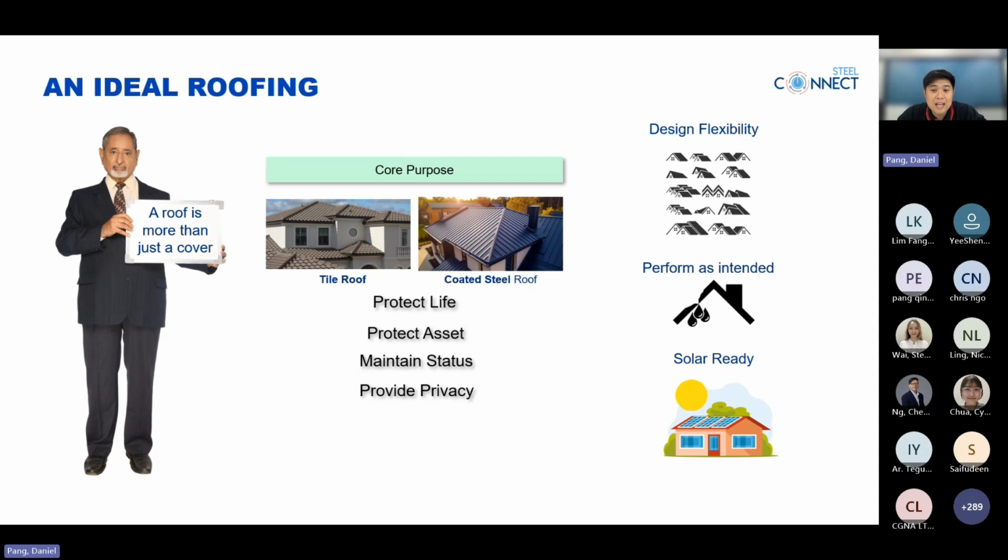And lastly, an ideal roof must be future ready, and today what that means is being solar ready. With energy costs rising and sustainability becoming more important, the roof is no longer just a shelter, it is a platform for renewable energy. So when we talk about an ideal roof, it's not about whether it's tile or steel, it's about whether the roofing can deliver all of this.